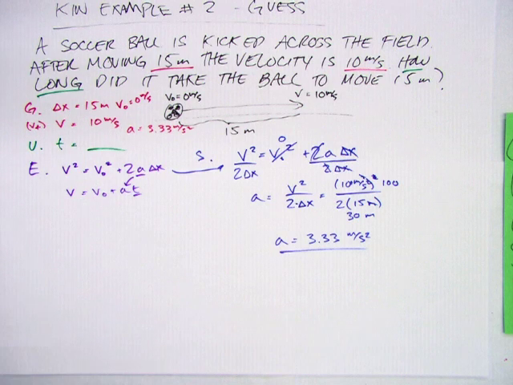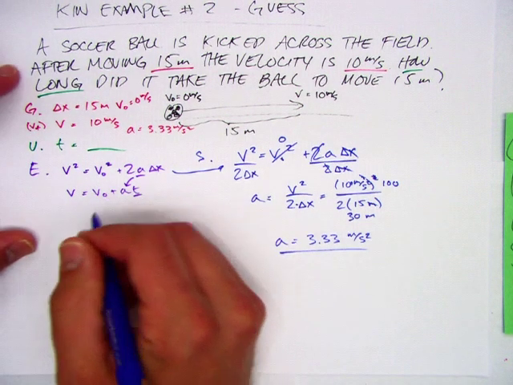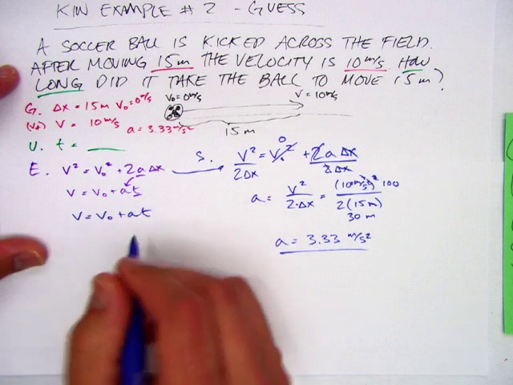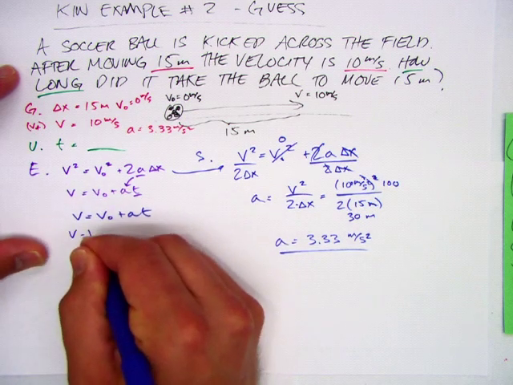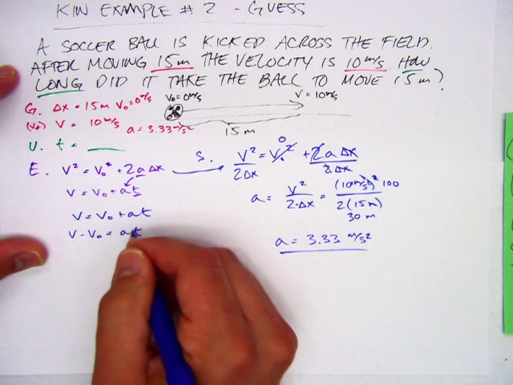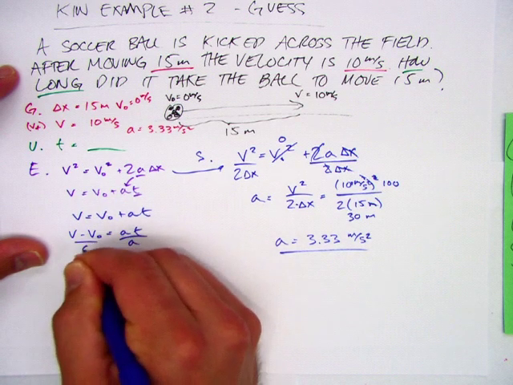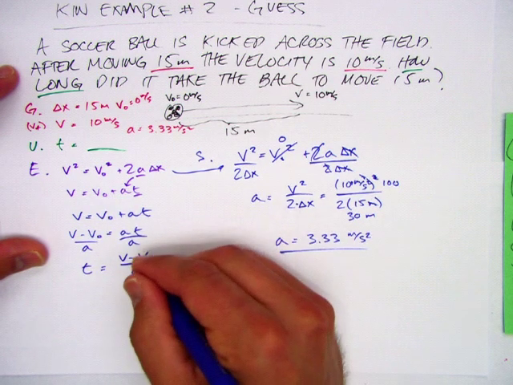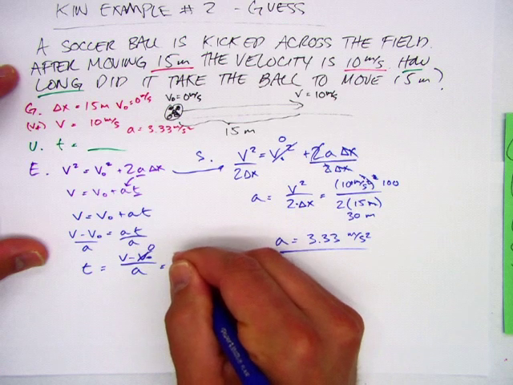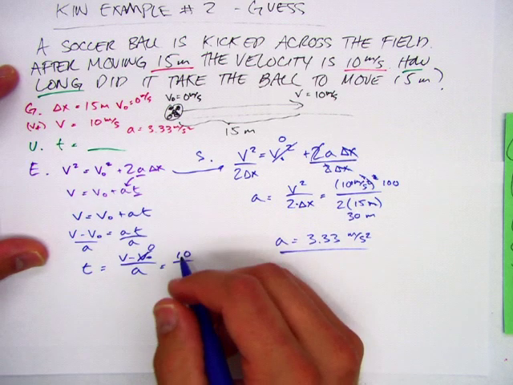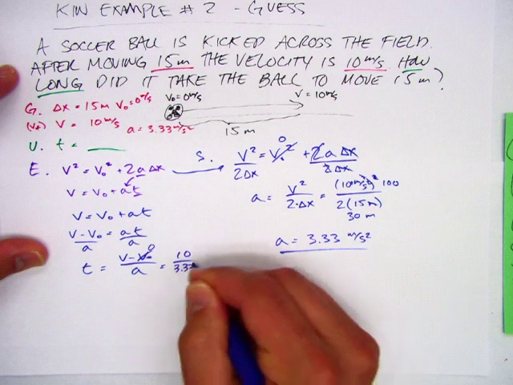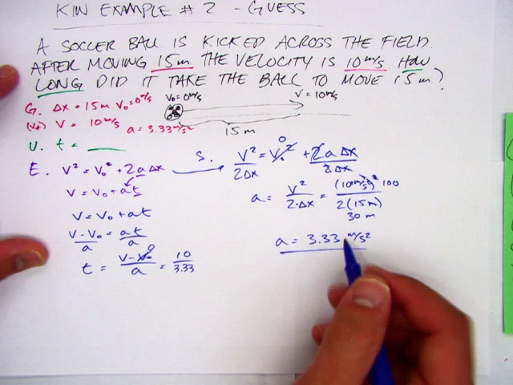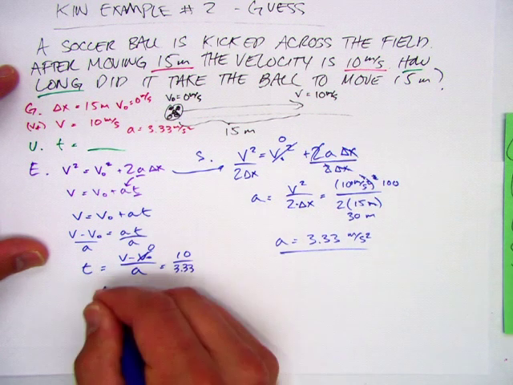So let's go to my last part. I know a now, so I'm going to solve v equals v naught plus at for t. So let's subtract v naught over. So v minus v naught equals at. And then let's divide by a. So my time is v minus v naught over a. So v naught is 0. V is 10. A is 3.33. Now if you're doing this in your calculator, since this isn't a final answer, I wouldn't cut it off. Use the full decimal.